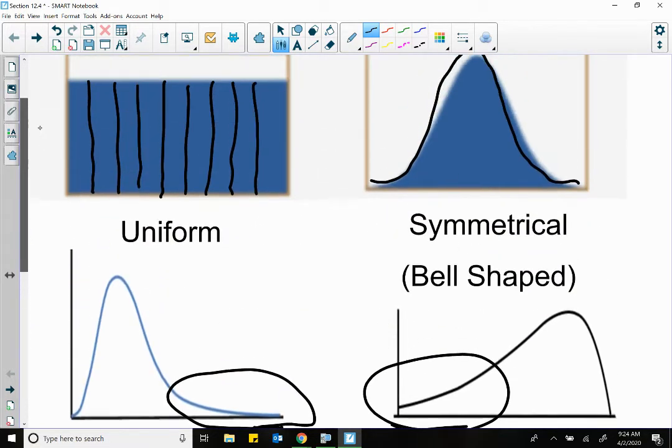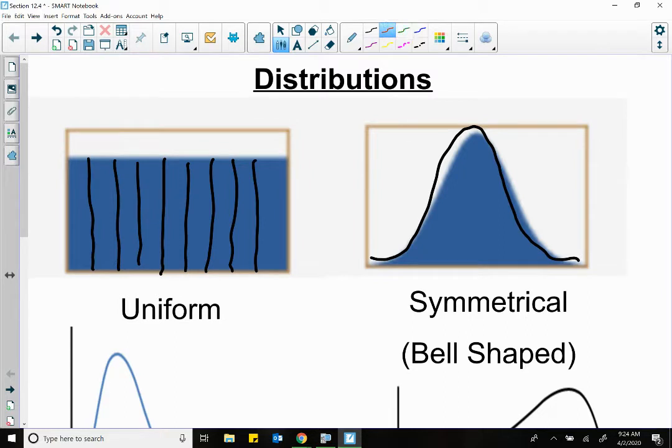Some things I do want to mention when we talk about mean, median, and mode, back from 12.2. In a symmetrical distribution, what's really cool is that right through here in the middle, the mean, the median, and the mode all exist right there in the middle. That's really cool for symmetrical. And that's why we like to work with symmetrical data, in other words, normal curves, because it allows us to know that the mean, the median, and the mode are right here in the middle.